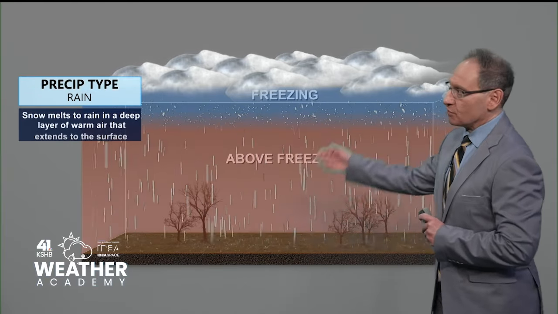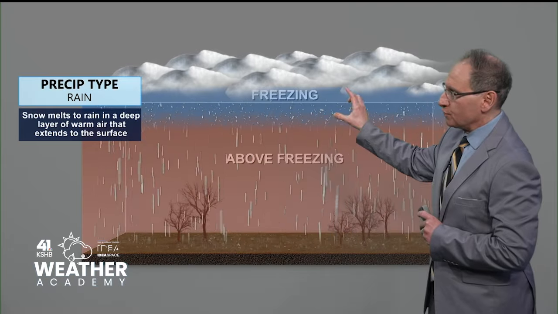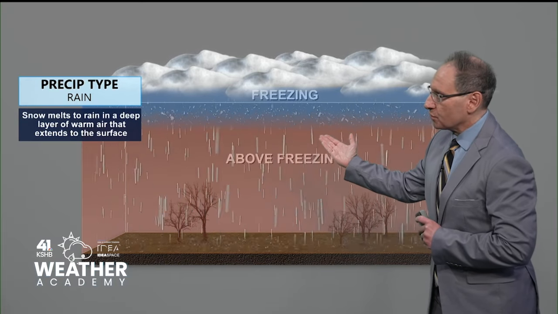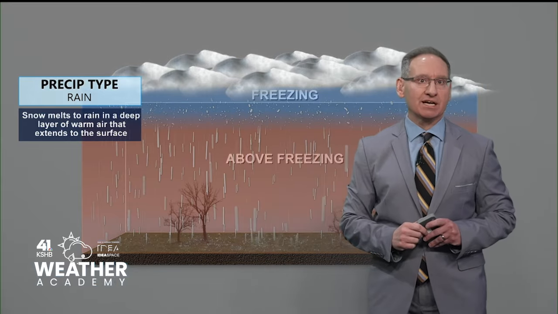So, rain. First, it starts as snowflakes way in the upper atmosphere, and it's below freezing. Then the snowflakes fall through an above freezing layer all the way to the surface. It melts to a raindrop and hits the ground as rain.